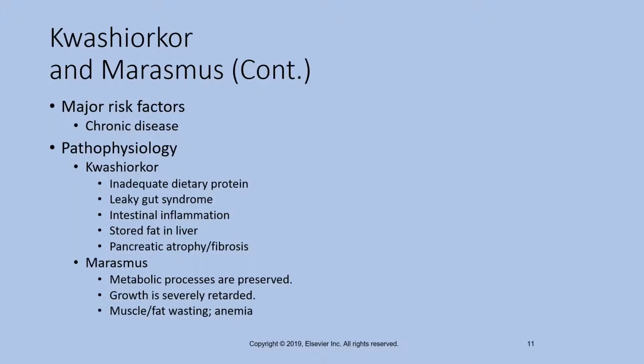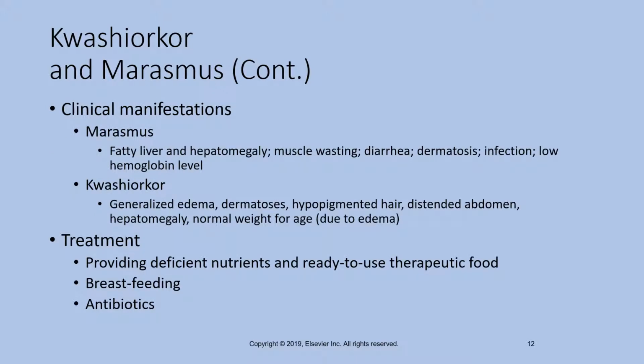Major risk factors: chronic disease. Pathophysiology of malnutrition: inadequate dietary protein, leaky gut syndrome, intestinal inflammation, stored fat in the liver, pancreatic atrophy, and fibrosis. But the most common one would be dietary lack of protein. And in marasmus, brain growth is preserved but growth is severely retarded, with muscle and fat wasting. So that's if you continue to starve. Clinical manifestations of kwashiorkor: fatty liver, hepatomegaly, wasting, diarrhea, infection, low hemoglobin, generalized edema, dermatosis, and hypopigmented hair.